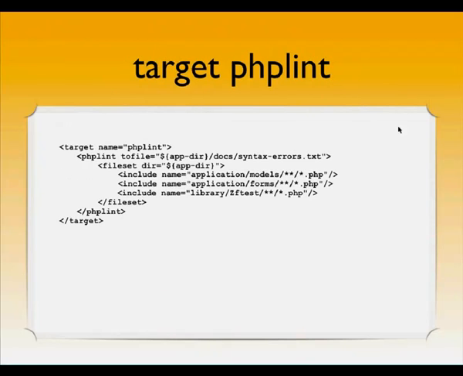For instance, PHP lint. I can use PHP lint, write it to a file, syntax_errors.txt. In my fileset the directory is my app.dir, again, which is my current directory. I include my directories, application models, application forms, and libraries that I've set. And my target is done. And this will execute PHP lint.